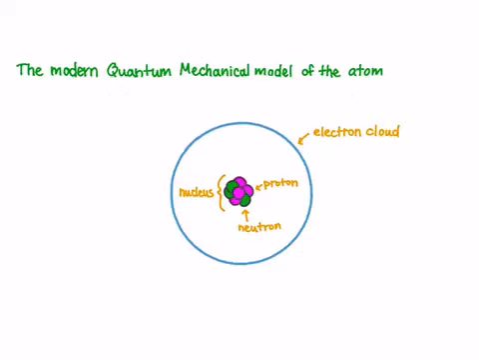With this, we have arrived at the modern view of the atom, a nucleus that's composed of positively charged protons and neutral neutrons, surrounded by a negatively charged electron cloud. Now that we've gone through each of the atomic models, let's take a look at some example problems.